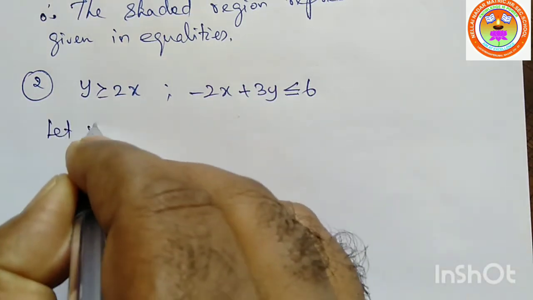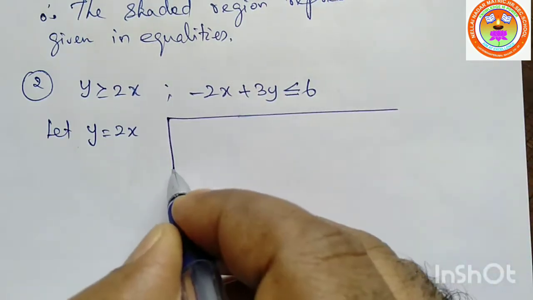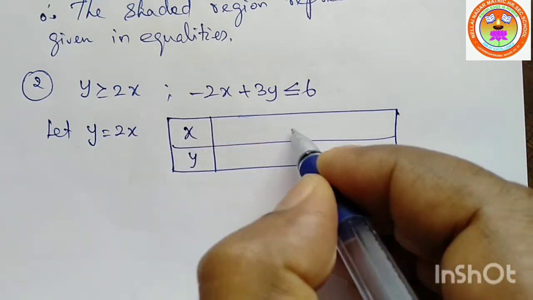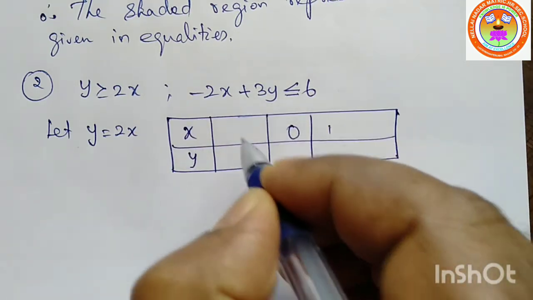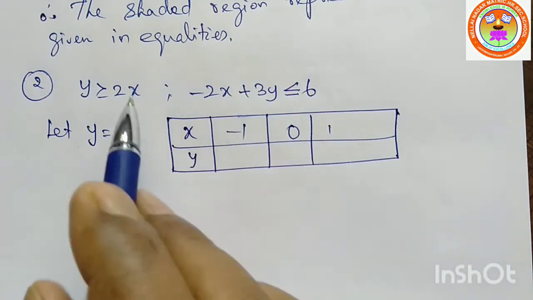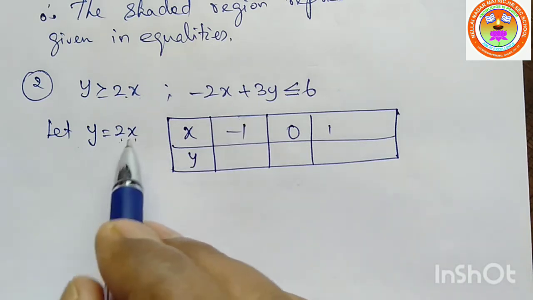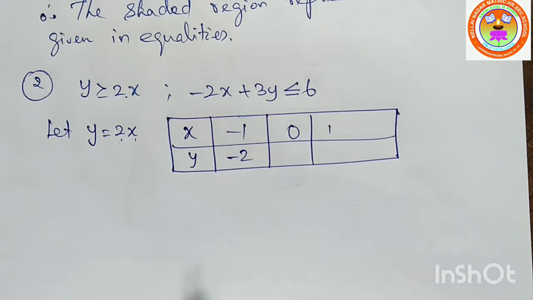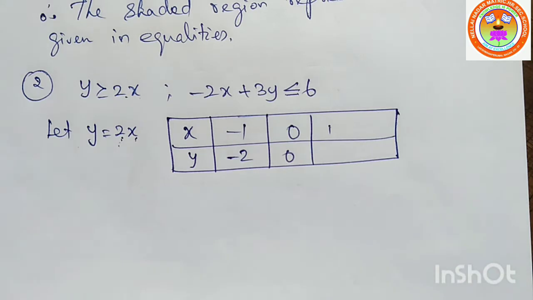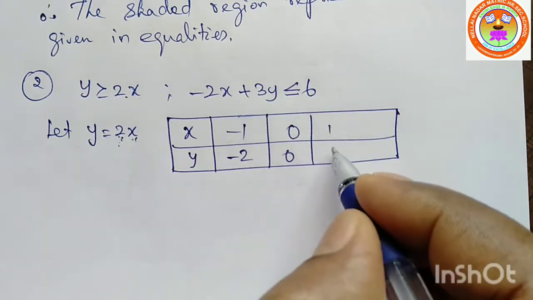Let y is equal to 2x. This is one simple equation, so we can easily frame the tabular column. X value, y value. We can apply 1, minus 1, 0. When we apply x is equal to minus 1, 2 into minus 1 is minus 2. When we apply x is equal to 0, 2 into 0, so y is equal to 0. When we apply x is equal to 1, 2 into 1, so y is equal to 2.